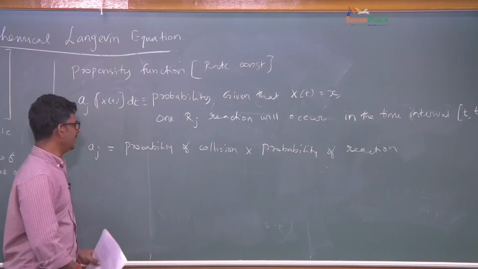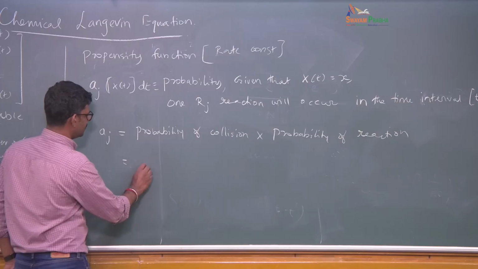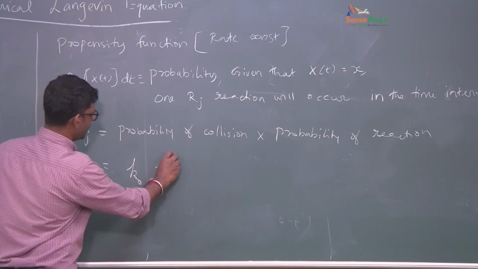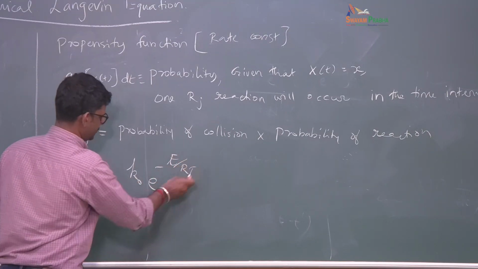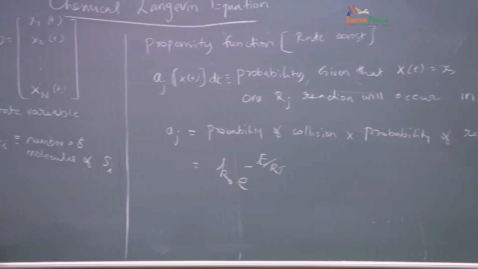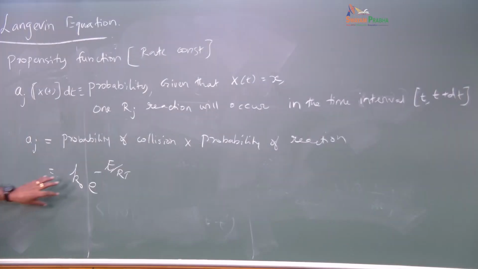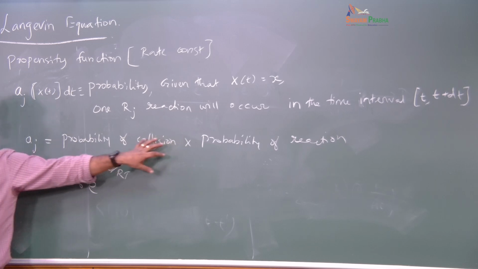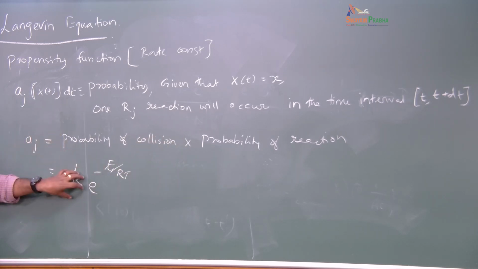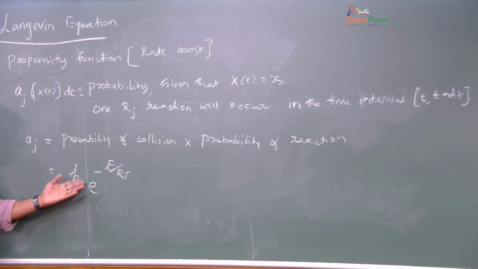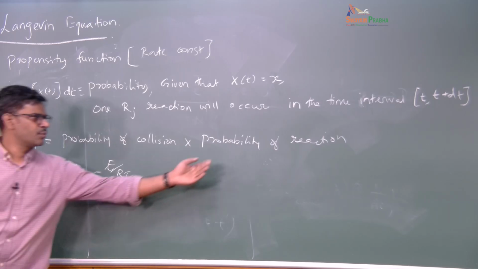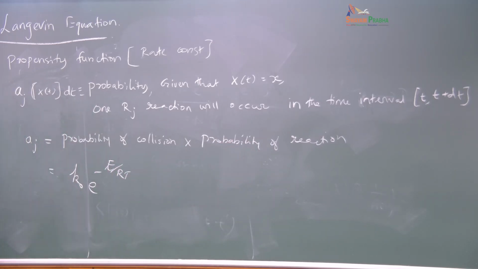Okay, so typically this happens to be something like some k naught e power minus E by RT. This is something very familiar to you. This is an Arrhenius law that we write, where this k naught tells you about the probability of collision that depends on the molecular speed, temperature, collision integral, molecular shape, etcetera. Whereas this exponential term is taking care of the activation energy barrier that tells you the probability of reaction. So we know that the propensity function that we define here is nothing but the rate constant.